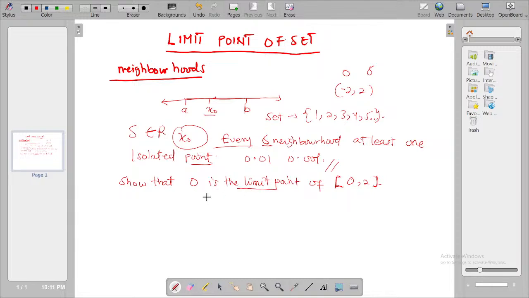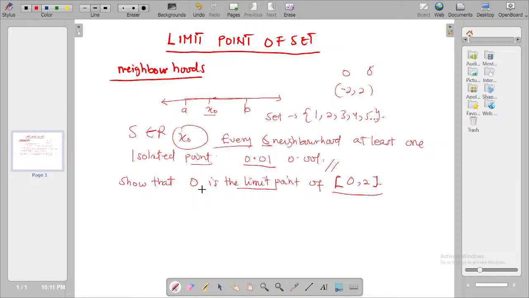So how do we tackle such a problem? To show that indeed 0 is a limit point, you say that if I choose any delta neighborhood around 0, I should get an interval which will have members of this set in it, aside from 0. Now I recommended 0.01 and 0.001, so let's use 0.01.